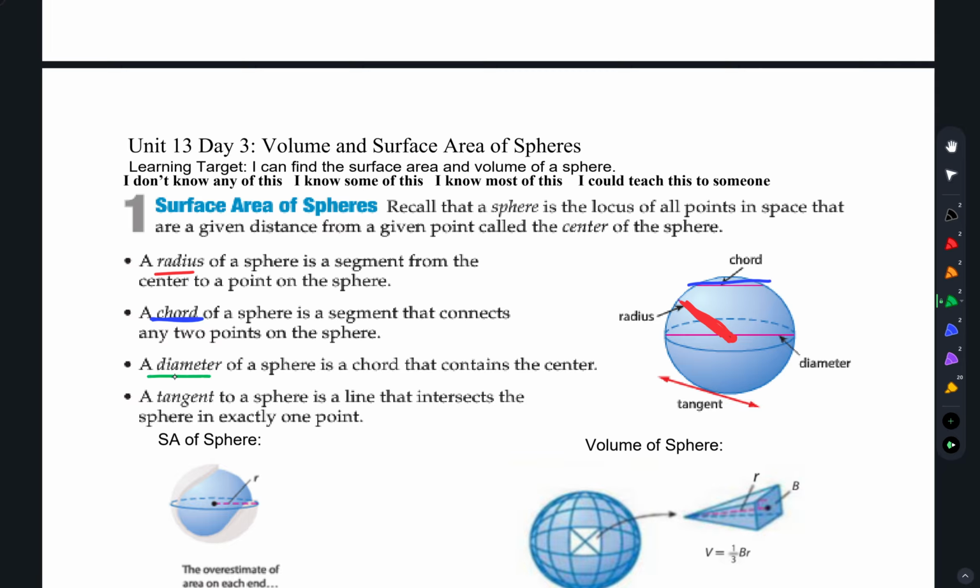Then we have a diameter, which connects two opposite sides of the sphere together. It goes through the middle. And then lastly is a tangent, which is the same as a circle. A tangent touches the circle exactly once.